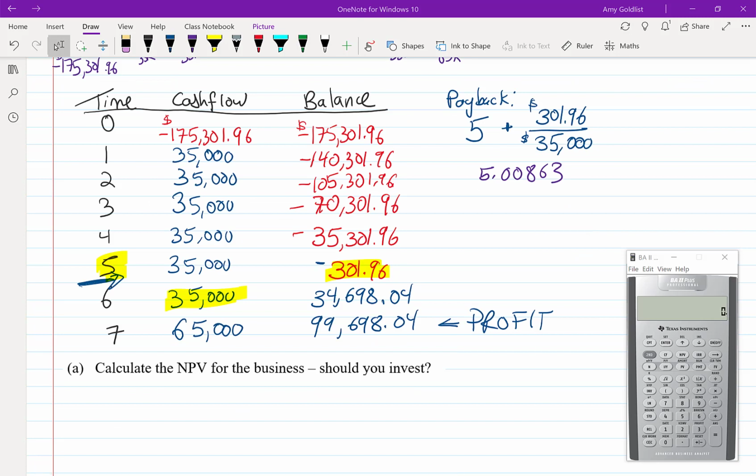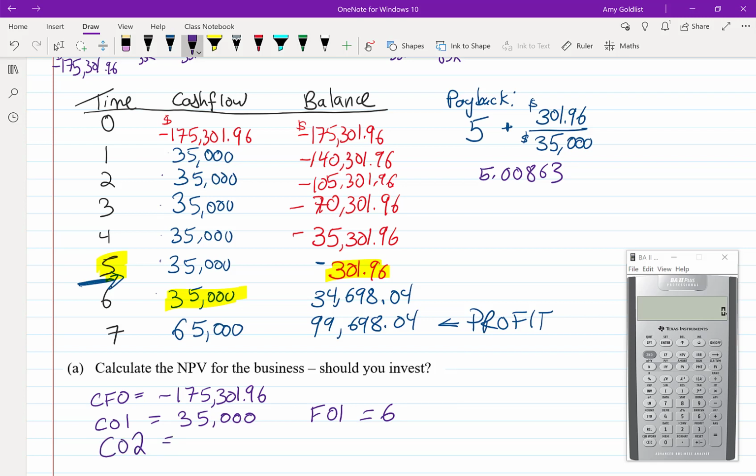Next, we're going to look at the net present value of this business. I am going to look at all these cash flows and put them in the calculator. So the first thing I'm going to note is that first cash flow is negative 175,301.96. We know that. Our next cash flow is $35,000 positive. And here I am going to say that happens 1, 2, 3, 4, 5, 6 times.